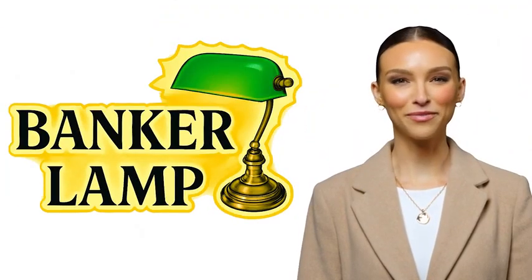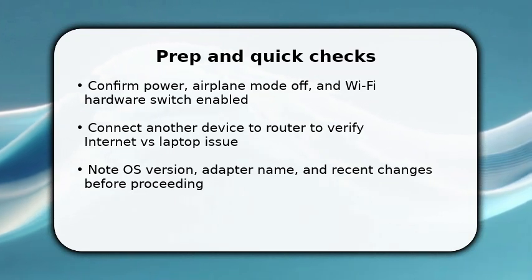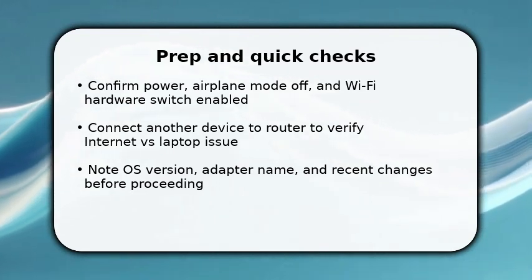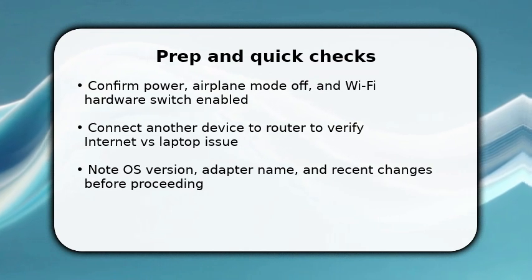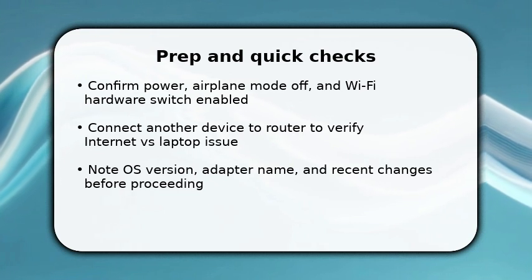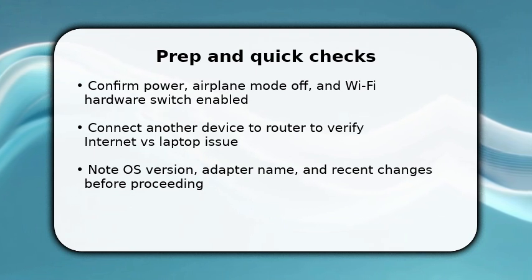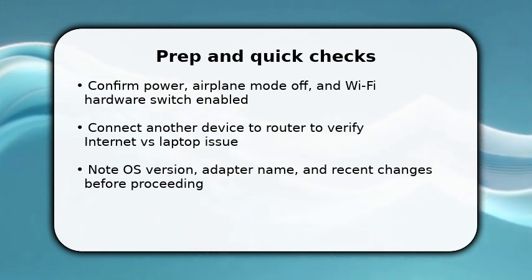You start by verifying essentials so you don't waste time. First, make sure the laptop has power, airplane mode is off, and any physical Wi-Fi switch is on. Once done, check another phone or tablet on the same network to confirm whether the router provides internet. If other devices work, you focus on the laptop.